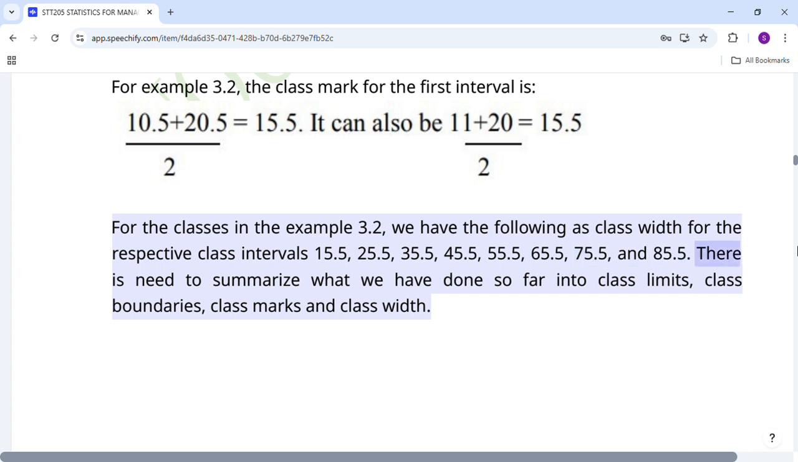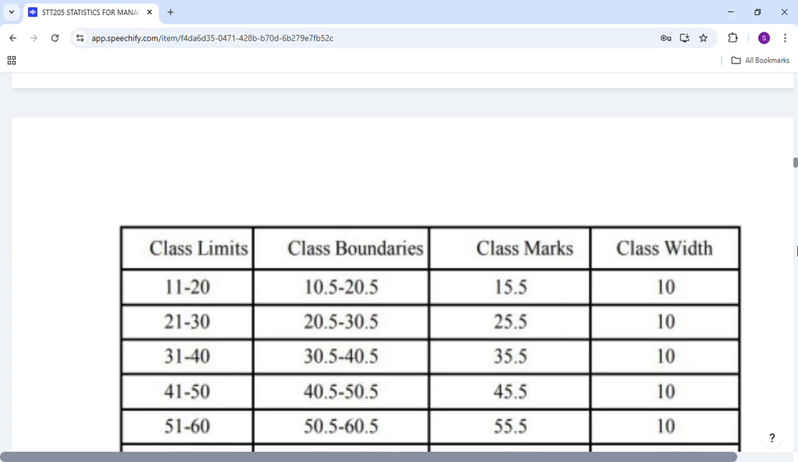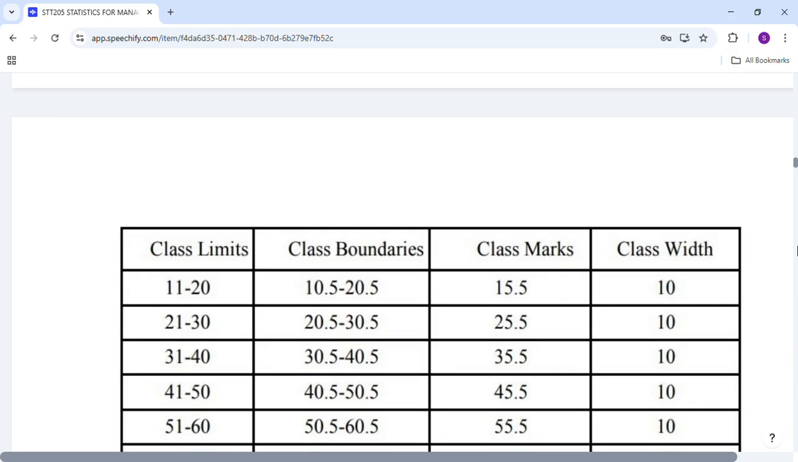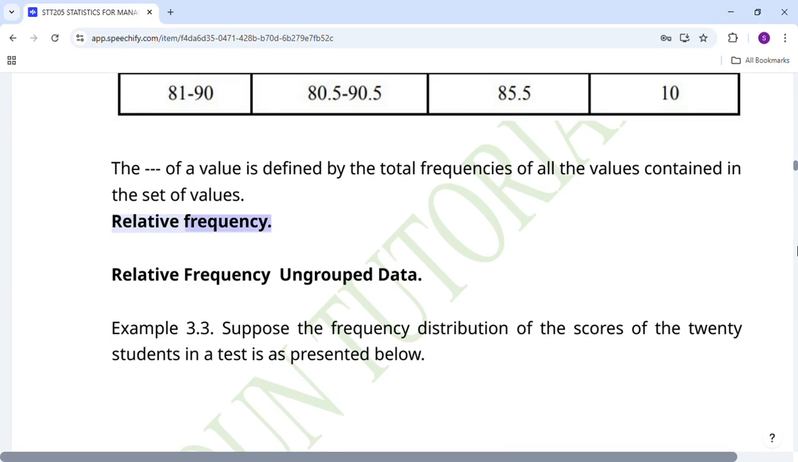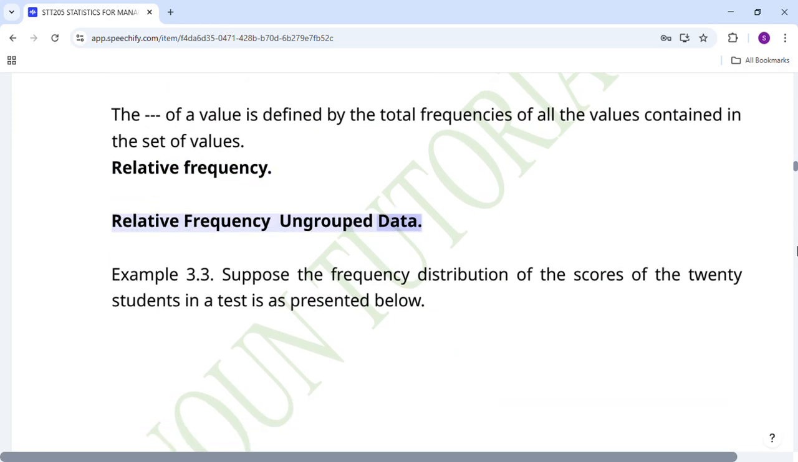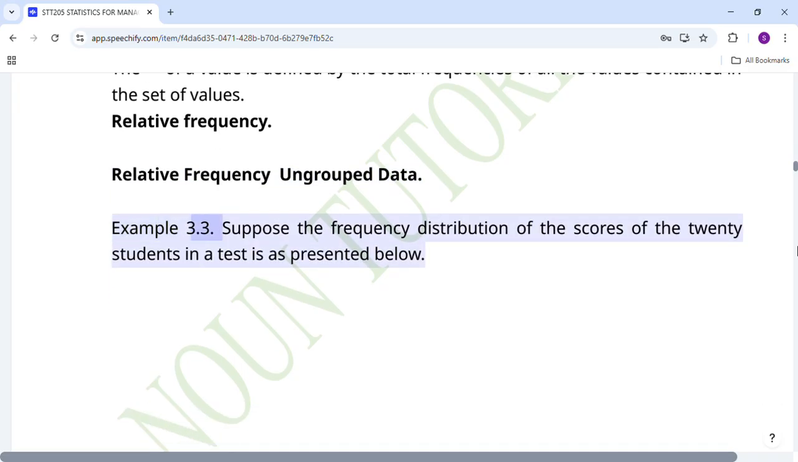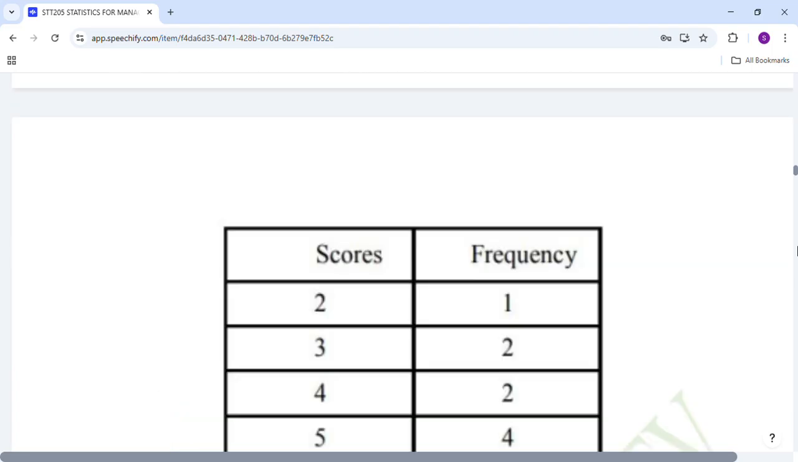There is need to summarize what we have done so far into class limits, class boundaries, class marks, and class width. The relative frequency of a value is defined as the frequency of the value divided by the total frequencies of all the values contained in the set of values. Relative frequency on grouped data. Example 3.3. Suppose the frequency distribution of the scores of 20 students in a test is as presented below. The total frequency is 20.